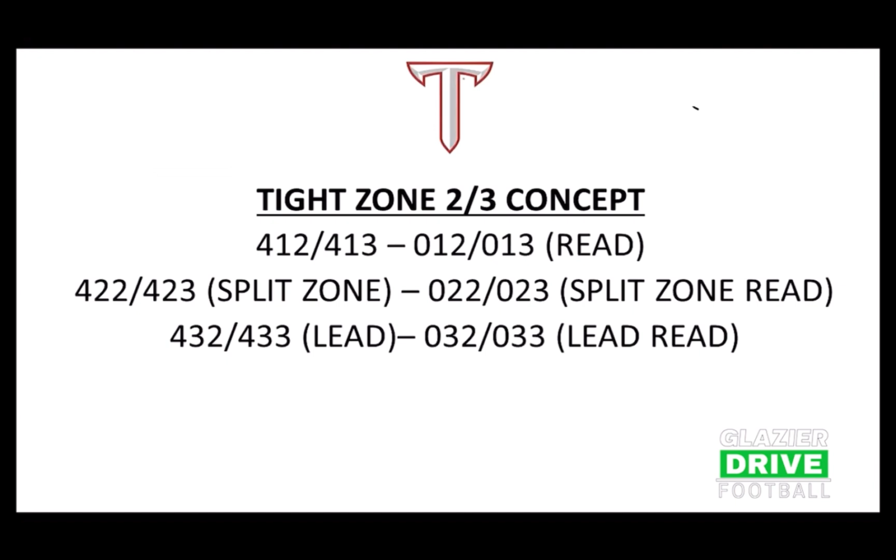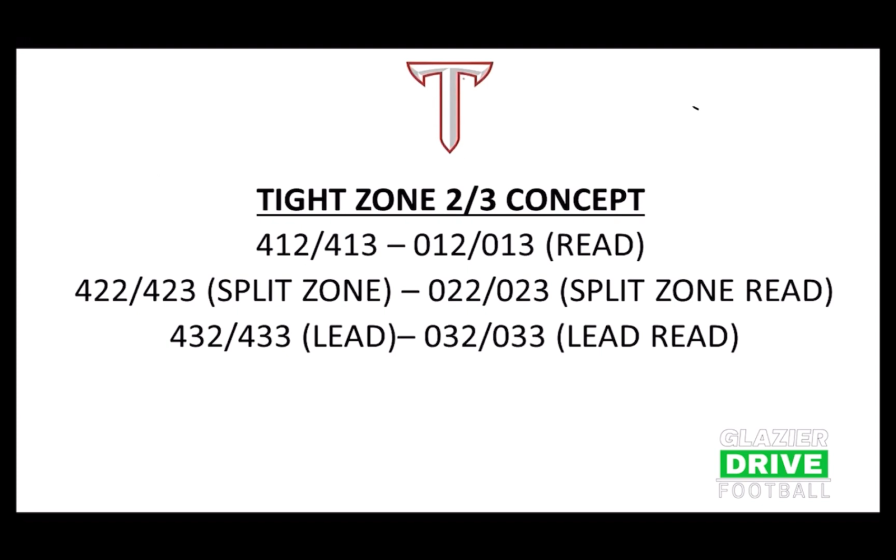422, 423 means that you're getting the split zone, which means the linebackers may not fit downhill quite as much, may actually fit to the backside. 022, 023, same thing, just reading it, as far as the backers going back. And then you got 432, 433, or 032, 033.